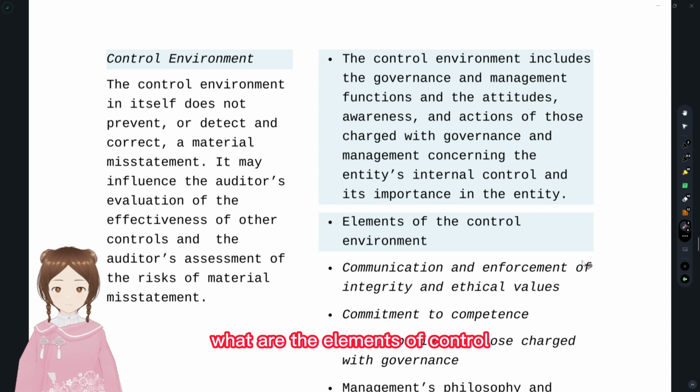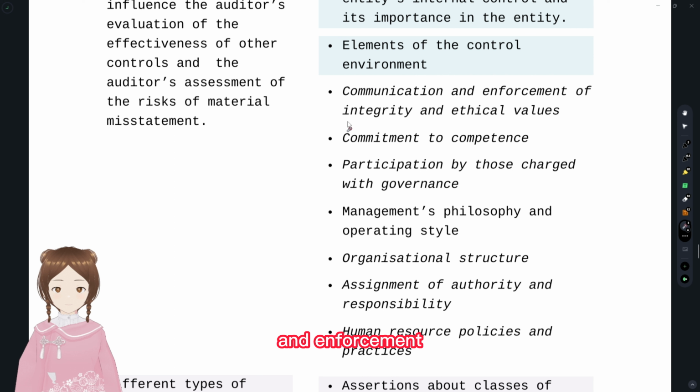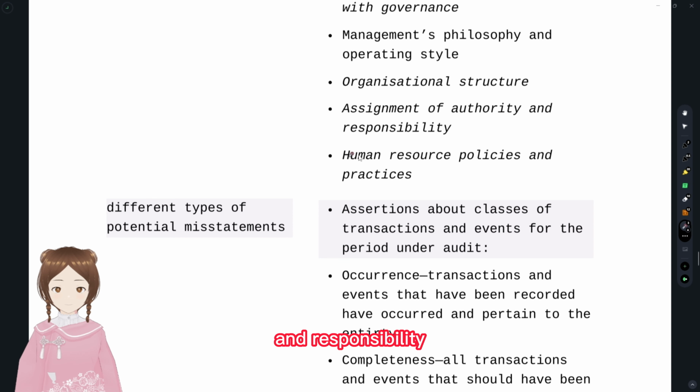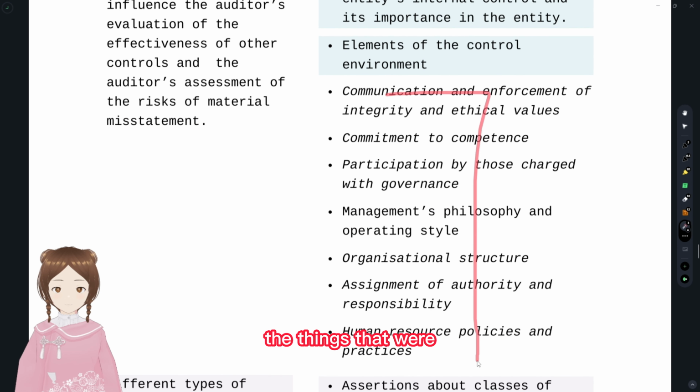What are the elements of control environment? Communication and enforcement of integrity and ethical values, commitment to competence, participation by those charged with governance, management philosophy, operating style, organization structure, assignment of authority and responsibility, human resource policy and practices. These are all the elements of control environment. If you read it 2-3 times, you can mostly write 60% of this answer.